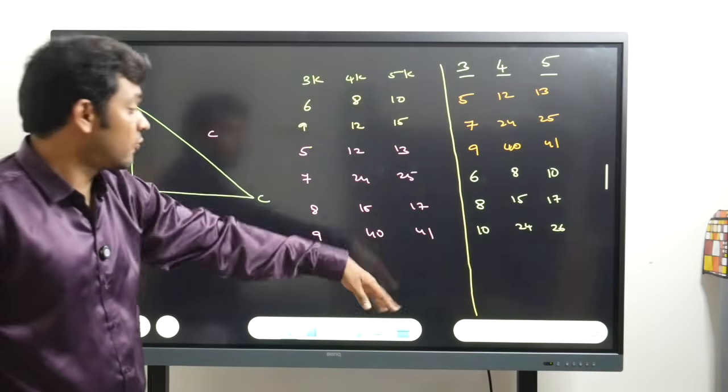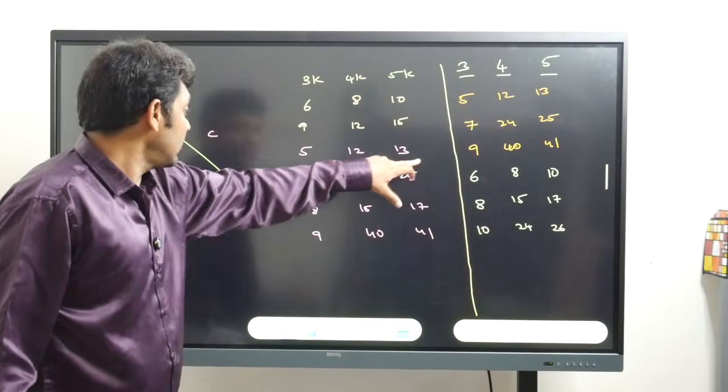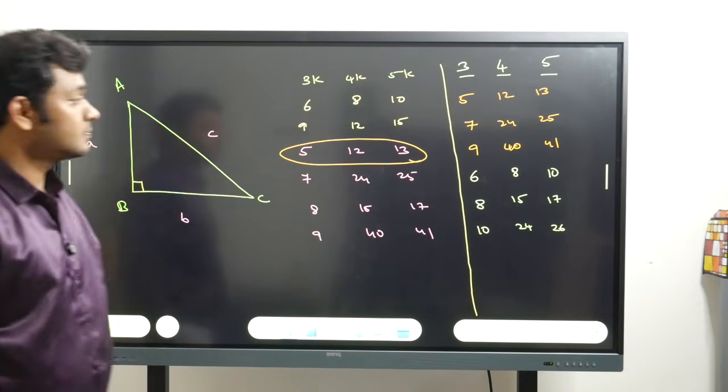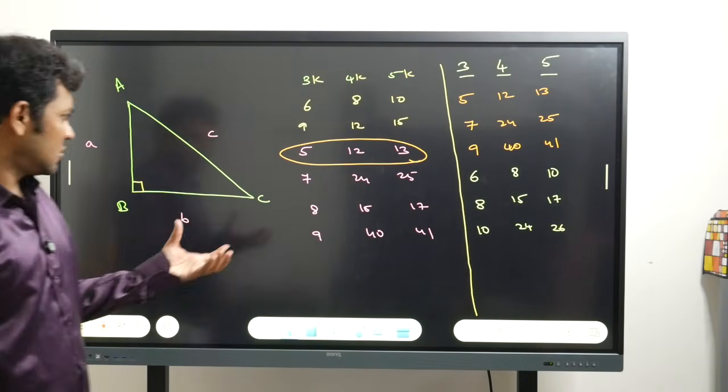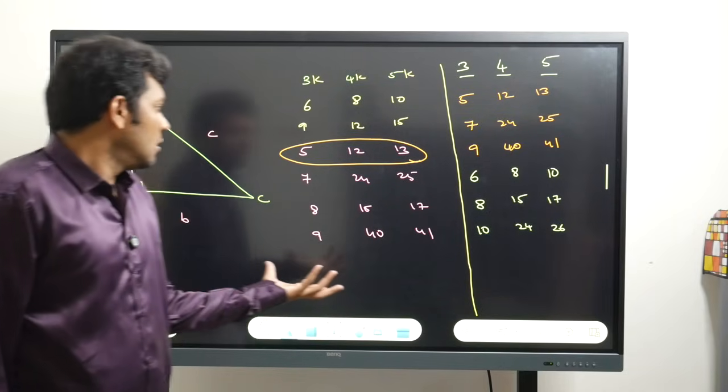Common number is 2. Knock off. You will get 5, 12, 13. See, 5, 12, 13 is nothing but a Pythagorean triple. So, it's one of the ways to remember these things.